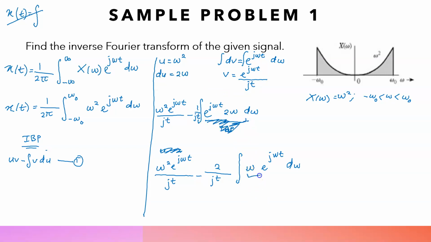So this part is the one you wanted to again apply integration by parts. So let's say this time I choose u to be omega and dv again e^(j omega t) d omega. So my du will be d omega, and if I integrate this, I will get v equals e^(j omega t) over jt.